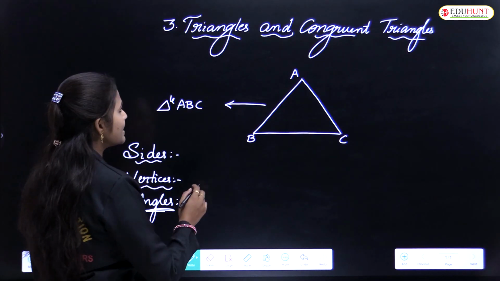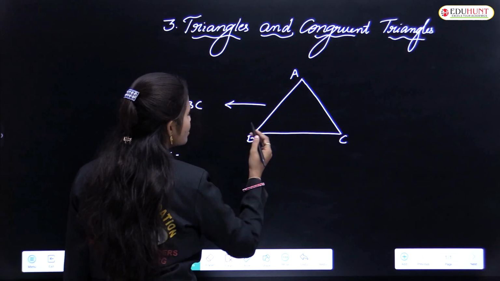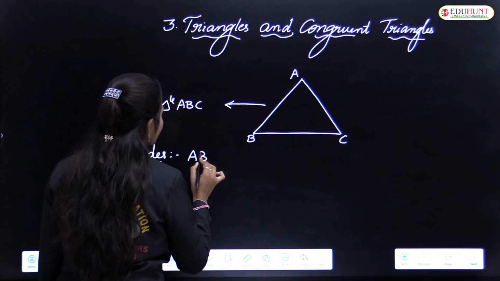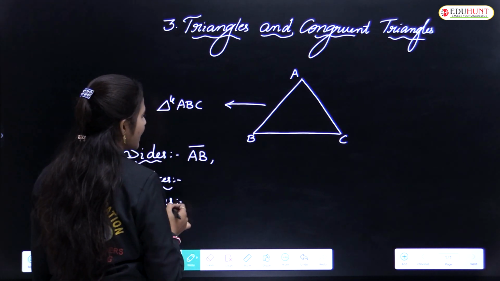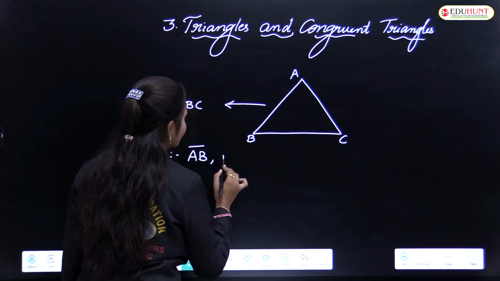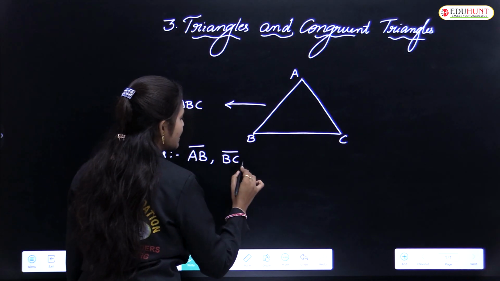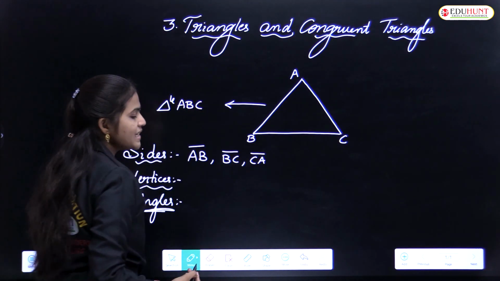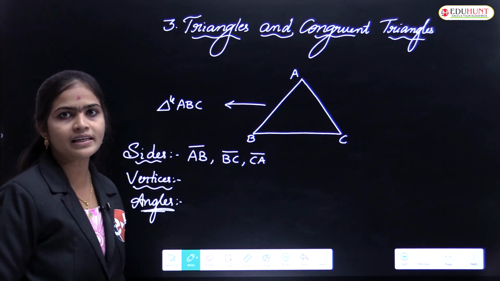Sides: a triangle has 3 sides, so what are those sides? The first one is AB, which is the representation of a side. Next, BC, because those are line segments only. Next is CA. So AB, BC, CA are the sides of the triangle.